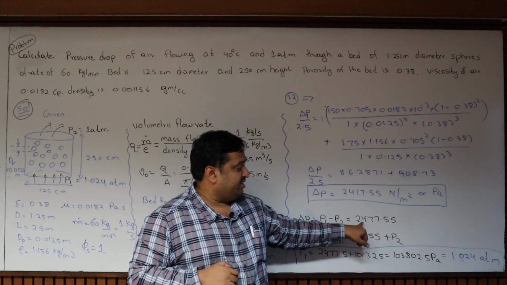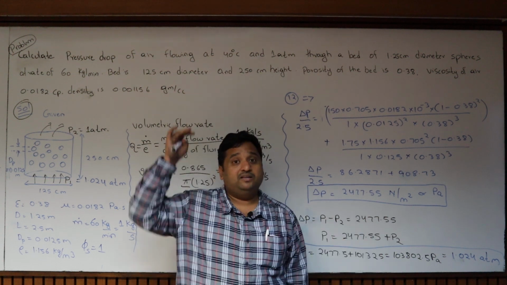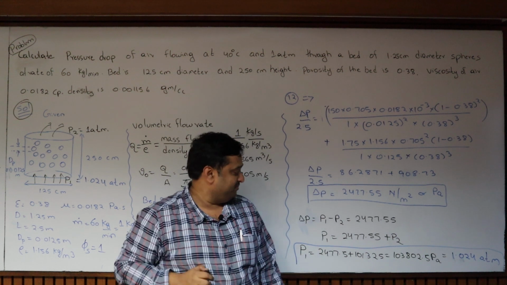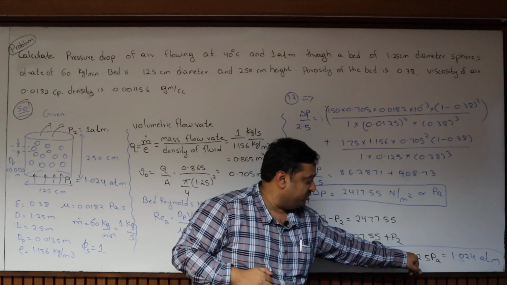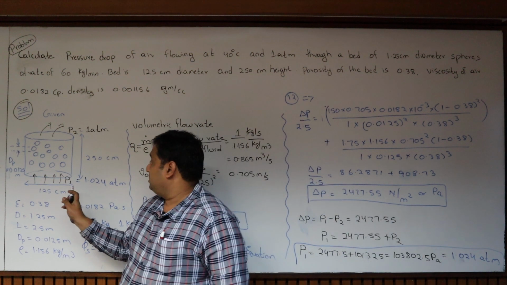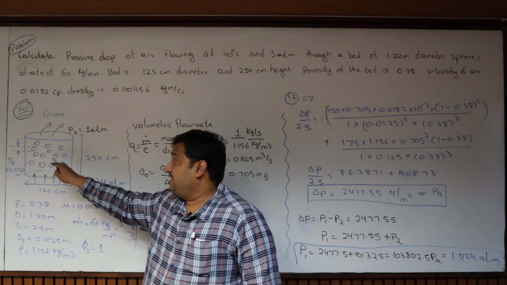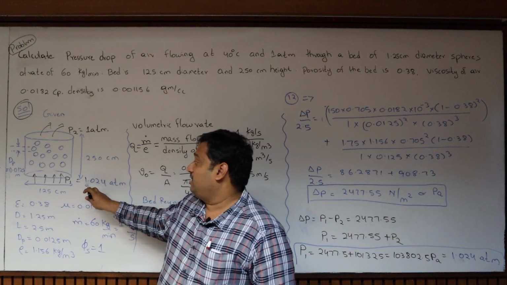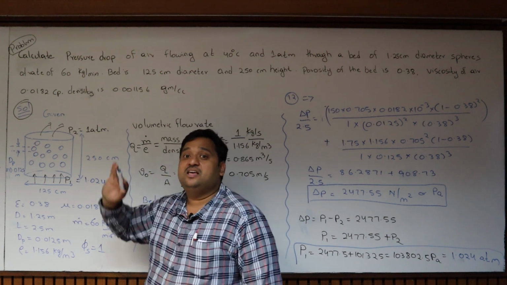Delta P, which is P1 minus P2, is this much. P1, the pressure at the bottom, is nothing but 2477.5 plus the pressure at the top. I know the pressure at the top, P2, is open to atmosphere, which is 1 atmosphere, 101325 Newton per meter square. So P1 is equal to 2477.5 plus 101325, which is 103802 Pascal. How much is that in atmospheres? 1.024. That means for this flow rate of 60 kg per minute, for this bed having this porosity, length and diameter, I have to give at least a minimum pressure at the bottom of 1.024 atmospheres so that I can maintain these flow conditions.